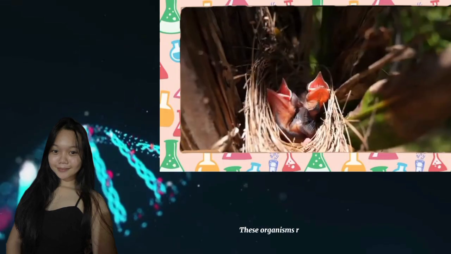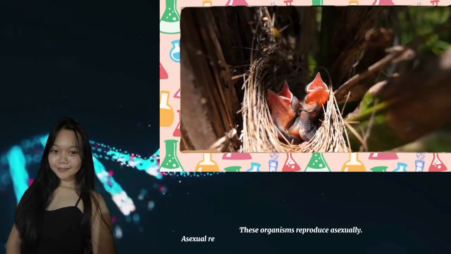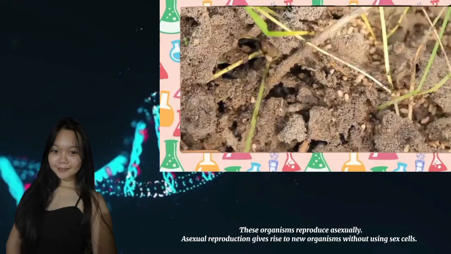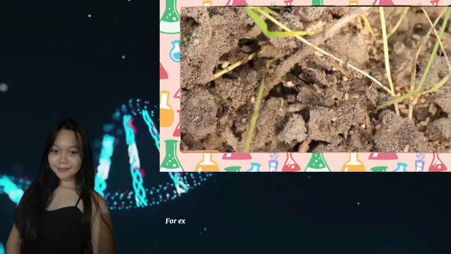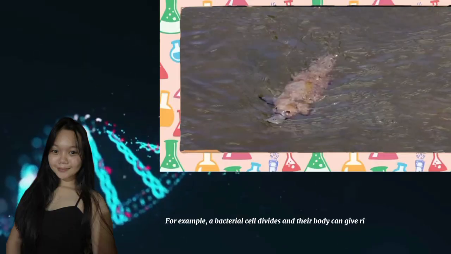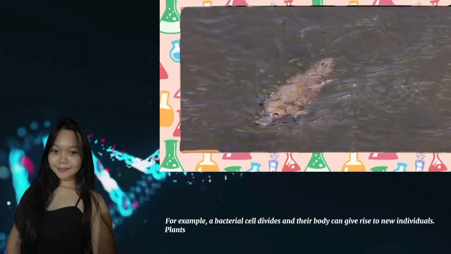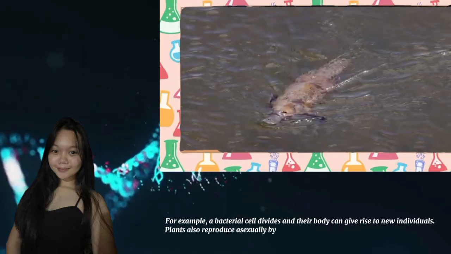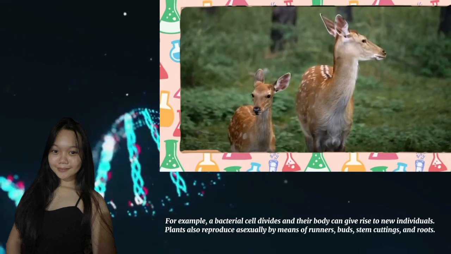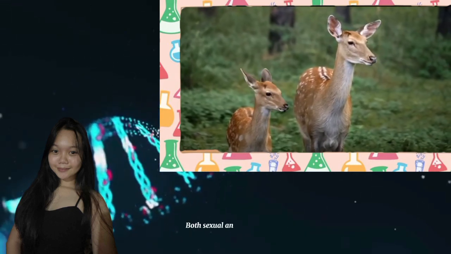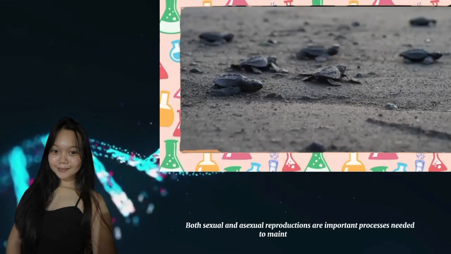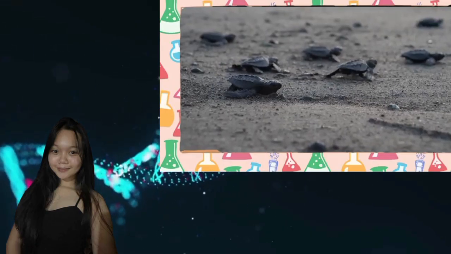These organisms reproduce asexually. Asexual reproduction gives rise to new organisms without using sex cells. For example, a bacterial cell divides and its body can give rise to new individuals. Plants also reproduce asexually by means of runners, buds, stem cuttings, and roots. Both asexual and sexual reproduction are important processes needed to maintain life on Earth.